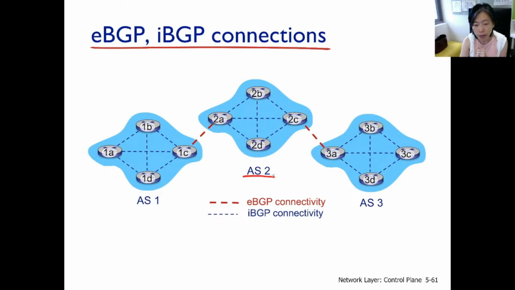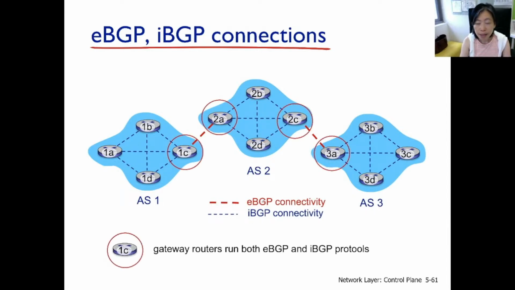Okay, so if we focus on AS2, we have two gateway routers, 2A and 2C. You see these gateway routers connecting to other ASs. There are exterior BGP connections to the outside, eBGP, in red color. But in addition to that, 2A and 2C both need to send path vectors internally. So you see they went through the iBGP connections. All right, so iBGP connections in blue.